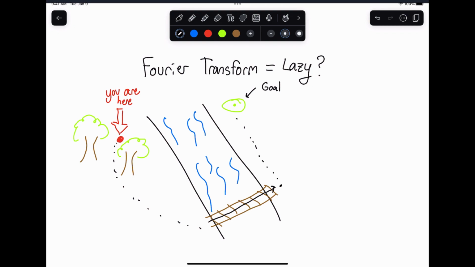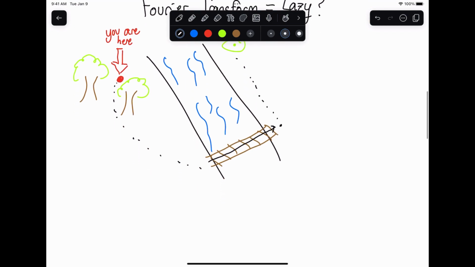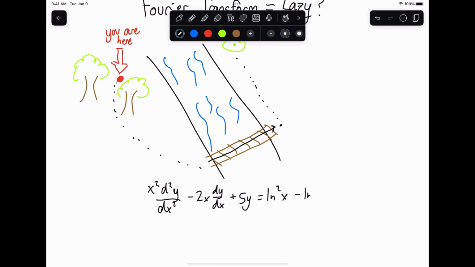Now, one of the examples that you often see is with linear differential equations. One of the things you hear all the time is that the Fourier transform turns linear differential equations into algebraic equations, which makes them easier to solve. But I want to explore why that's the case. Suppose this is a really famous one, the Euler-Cauchy equation: x squared d squared y/dx squared minus 2x dy/dx plus 5y equals ln squared of x minus ln of x. Ugh, nasty, right?